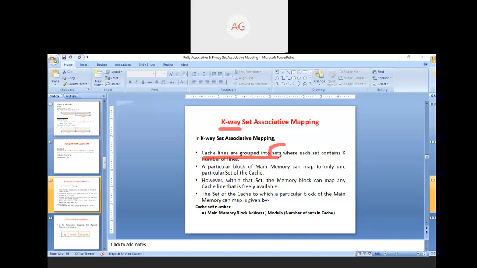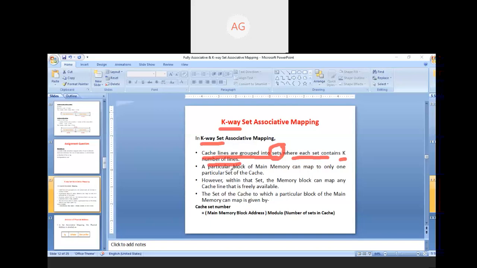So remember this word, sets, where each set contains k number of lines. Basically its name is derived from here. K-way set associative mapping means each set consists of k number of lines in the cache memory.